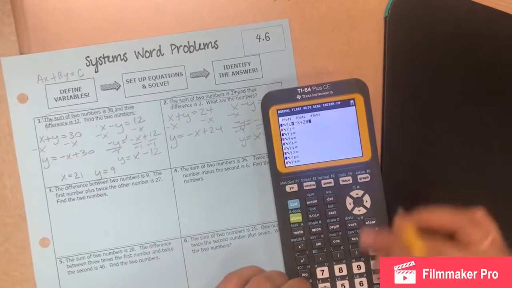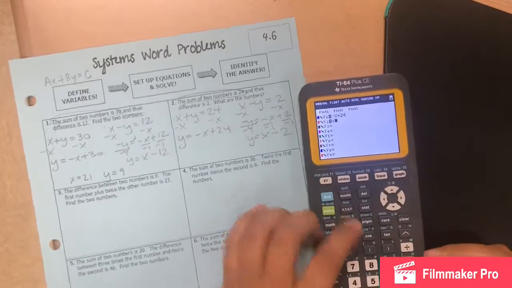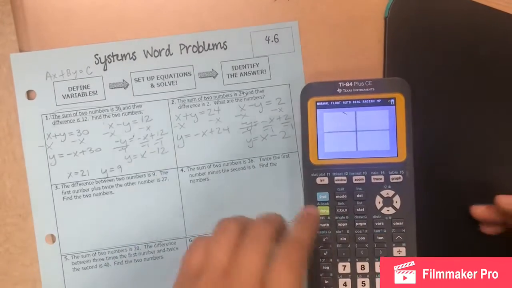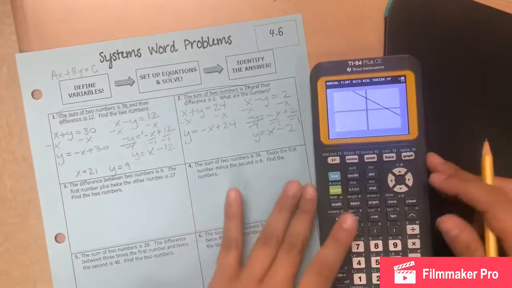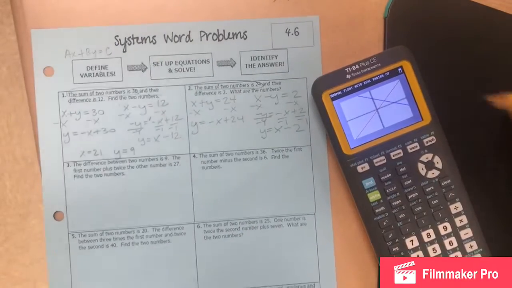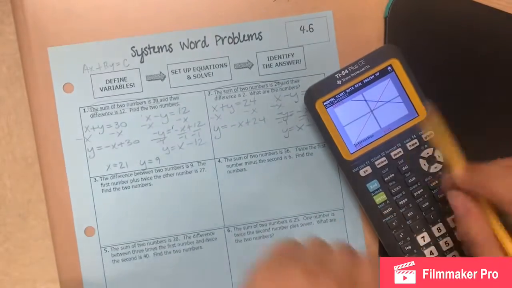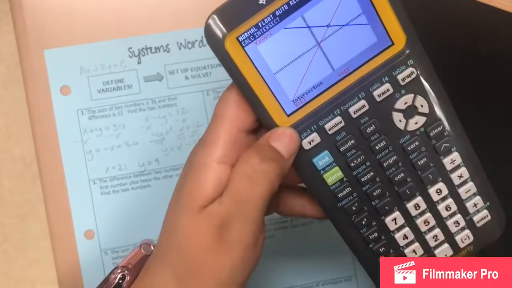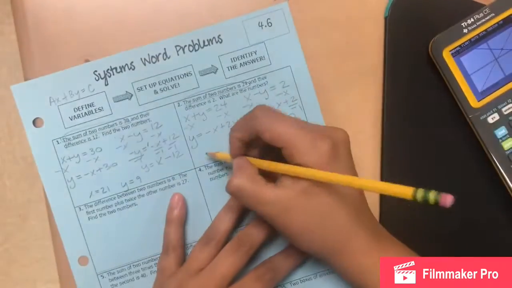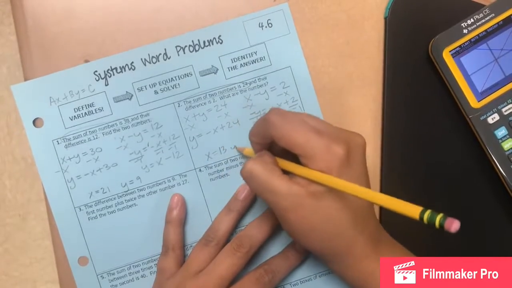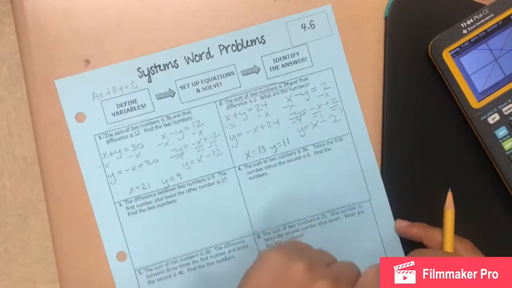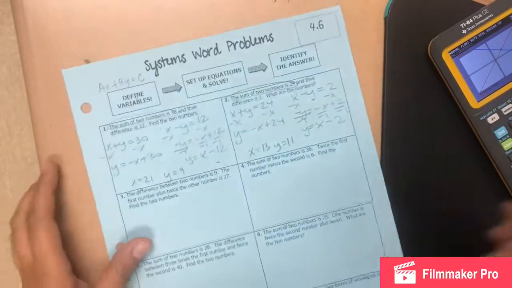Now that I've converted to slope-intercept form, we are going to type them into our calculator. X minus 2. We hit graph. We make sure we can see both lines and where they intersect. And since I can, we're going to find this point of intersection. Second, trace 5, enter, enter, enter. My intersection is x is 13, y is 11. So my first number was 13, my second number was 11, and if we check it, 13 plus 11 is 24, and 13 minus 11 is 2.